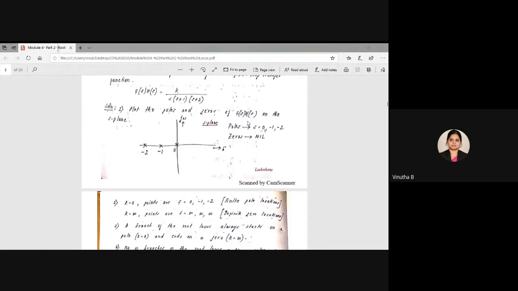Yes. So if you see here in the equation, the numerator polynomial gives the zeros. But you can see there are no s terms here, so there are no zeros. So zeros are nil. Similarly, for poles, you have three different values of s. That means you have three poles. One is s equal to 0, then s equal to -1, and s equal to -2. So there are totally three poles.